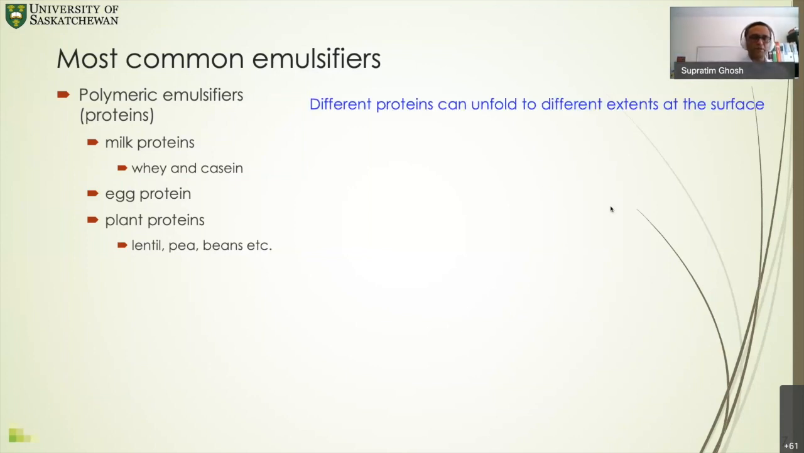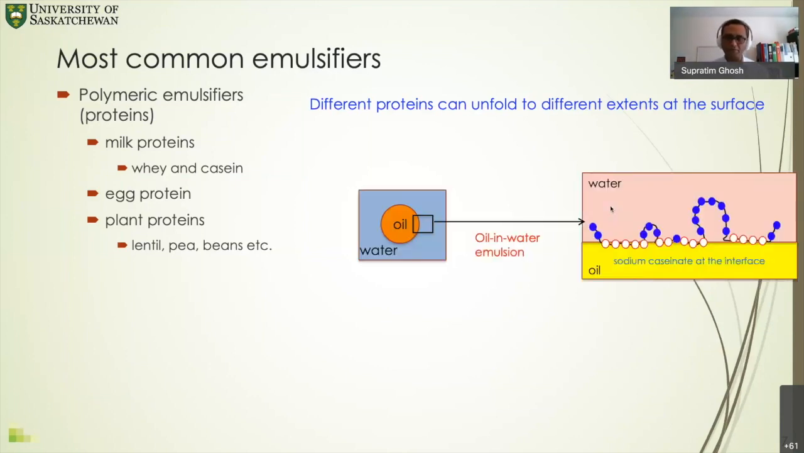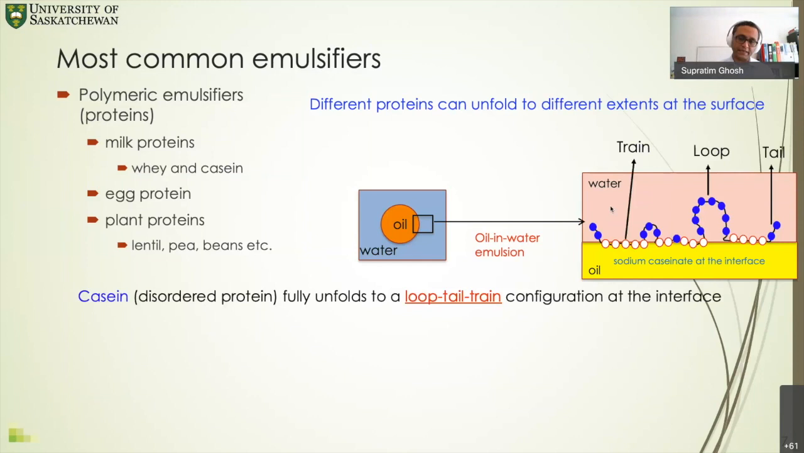Now, the different proteins can unfold to different extents at the oil droplet surface, and that leads to different kinds of stability. For a very common, traditional emulsifier like sodium caseinate, it is commonly believed that at the interface they are in a disordered state. They take train, loop, and tail positions, where the hydrophobic amino acid portion would be in the oil phase, and the hydrophilic amino acid portion would be outside in the aqueous phase.